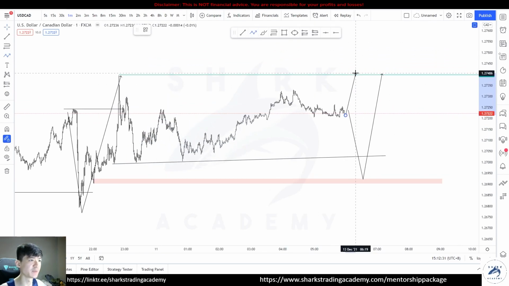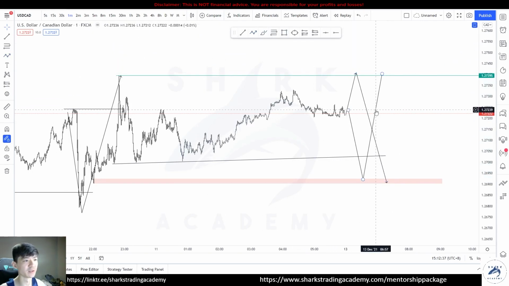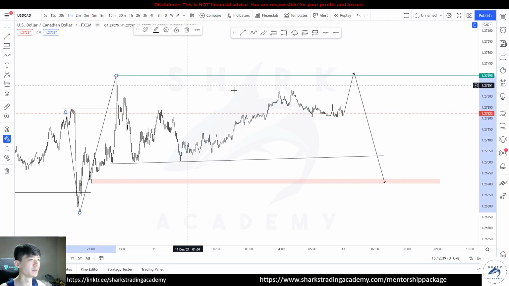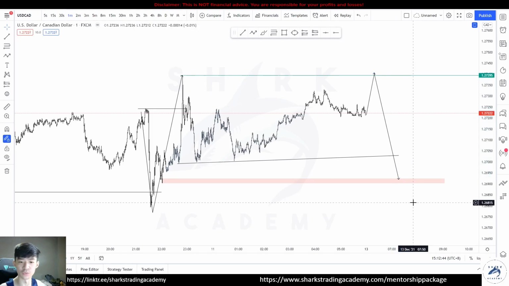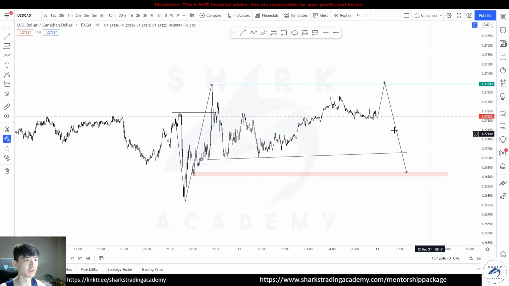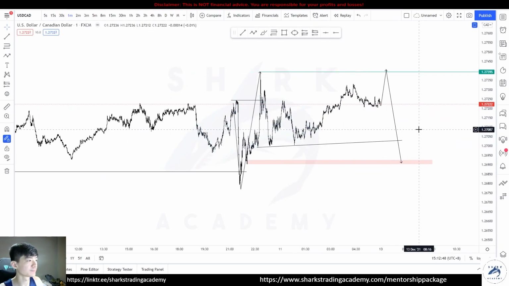However, if prices come back up now, grab this liquidity, then come back down, this is a different story. Why? Because your target has been met, and this move down may not hold, right? This area over here may not hold. So we need to reevaluate this if it happens.